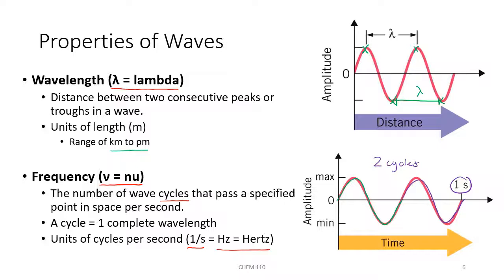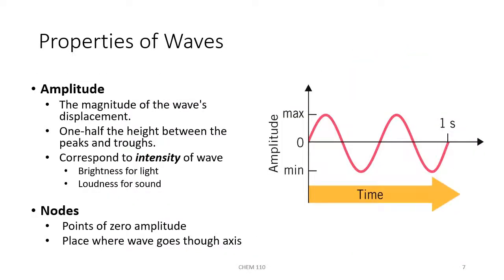Therefore, we could say that the frequency of this wave is 2 per second, or 2 hertz. Another property of waves is the wave's amplitude. The amplitude describes the magnitude of the wave's displacement. The higher the vibrating charge bounces in a wave, the greater the height or amplitude will be.